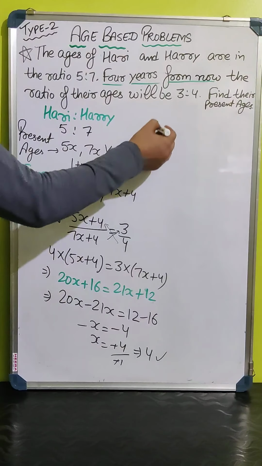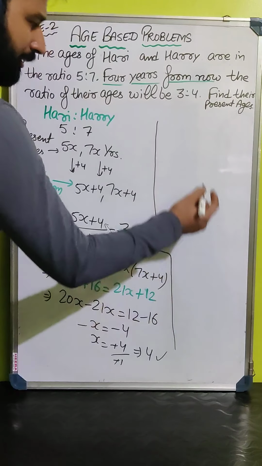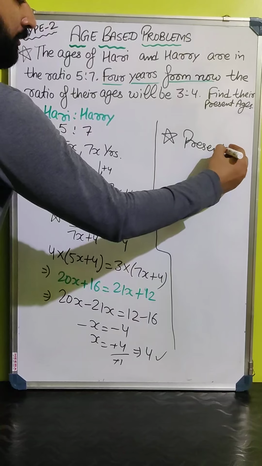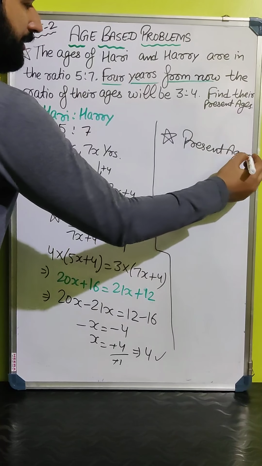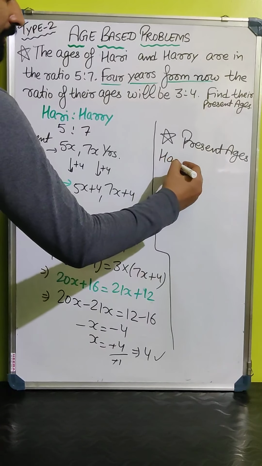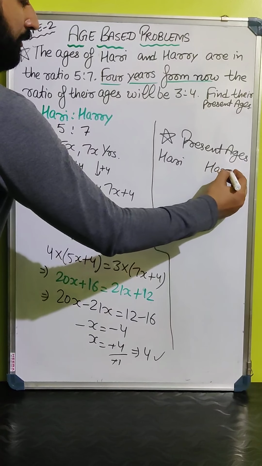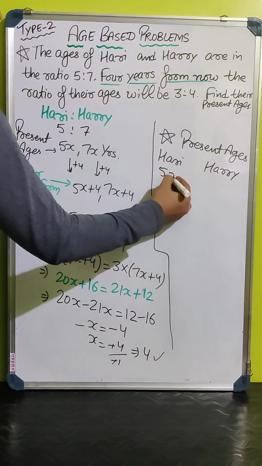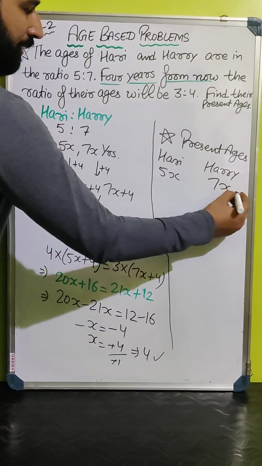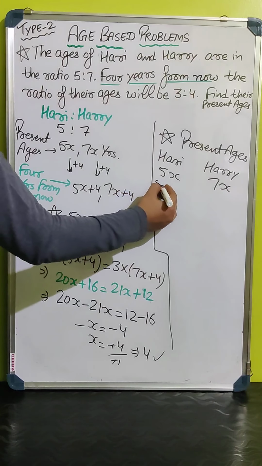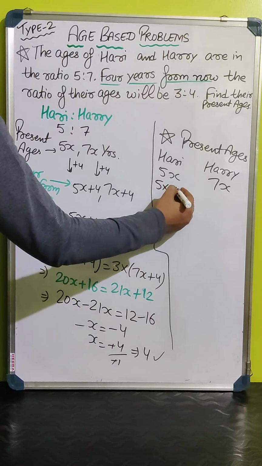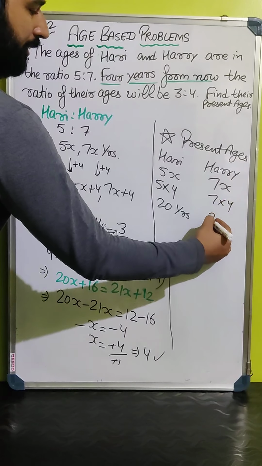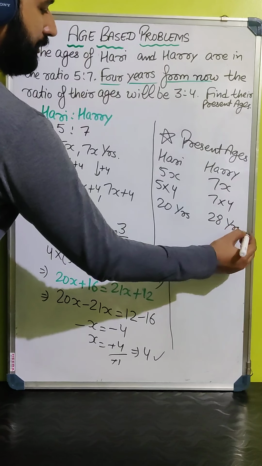Now if the value of x is coming 4, what will you write here? You have to find out their present ages. You have to find out the present ages of Hari and Harry. Okay, so what is the present age of Hari? It is 5x, and Harry is 7x. So 5 into 4, that is 20 years, and 7 into 4, that is again 28 years.